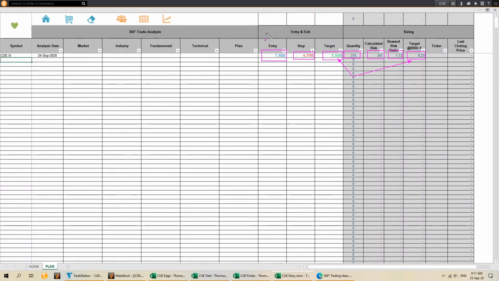So how the tool is working: it is asking me the entry price, stop price and target price, and then telling me all the other important parameters. What is the quantity, how many shares I may buy, what is my risk amount in dollars, reward risk ratio, and equally importantly at which price point I may start to book profit. That is where the reward risk ratio becomes 1, that is 8.23.